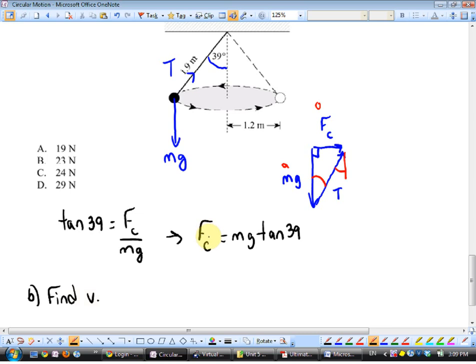What's another way to write FC that might have a speed in it? That's an acceleration. Don't forget what you have to put in front of it, please. You're giving me an acceleration. No, no, even simpler than that. Force is what times what? You're not giving me the mass.